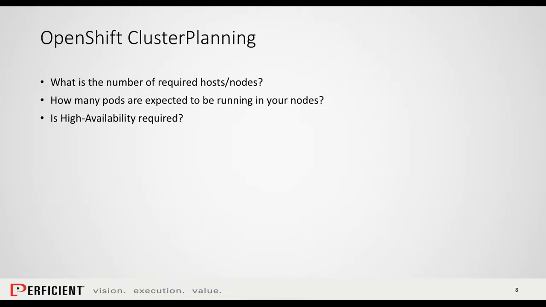So if you have a Java application that's running on JBoss, it's different than a Java application that's running on WebSphere. It's different than a PHP or a Node.js application that doesn't require any server. And then you have to decide on the high availability and the load balancing you want to be available in your cluster. Based on this, you can decide how many nodes and how many masters you need in your cluster.